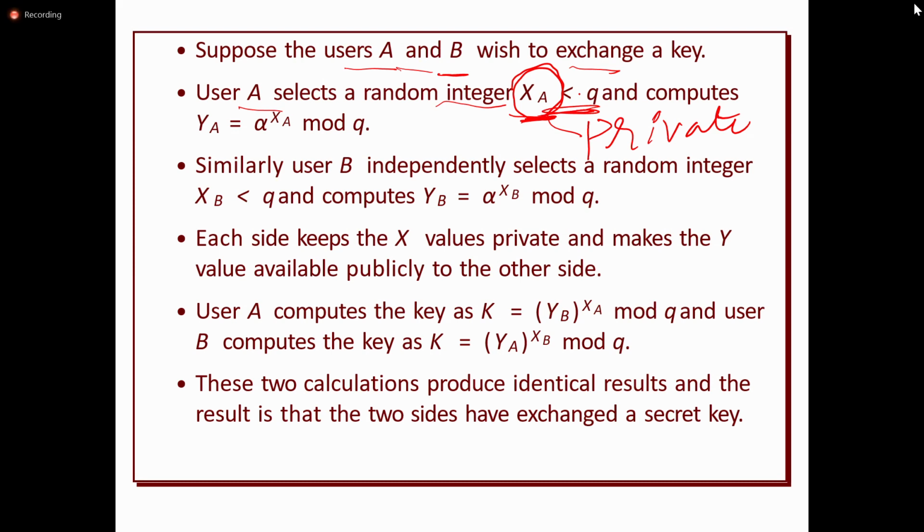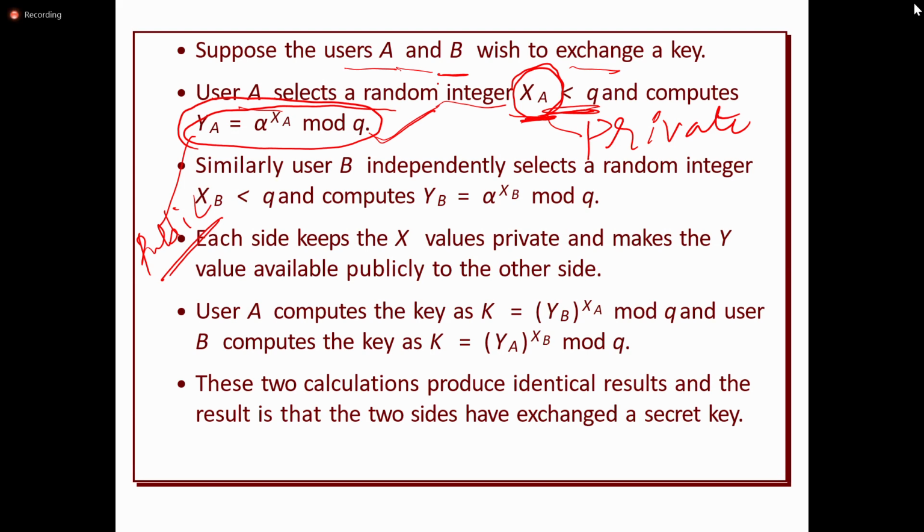Then after selecting the private key, the sender has to calculate the public key. YA is the public key, whereas XA is the private key of the sender. YA is equal to alpha power XA mod Q. This formula should be applied in order to get the public key of the sender. This public key can be shared over the network to the receiver.